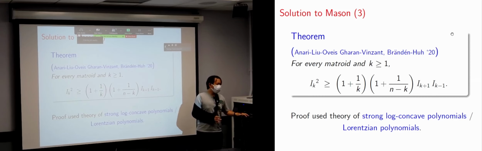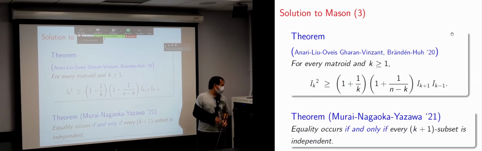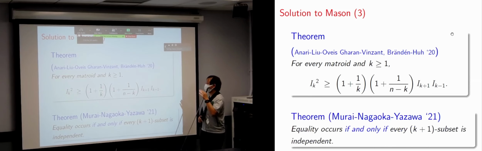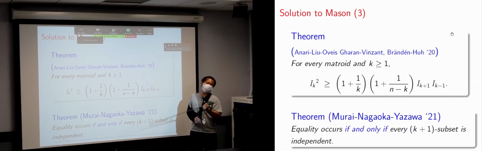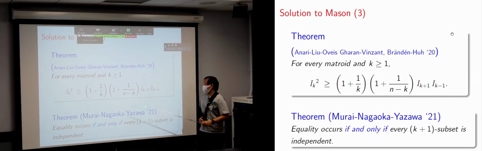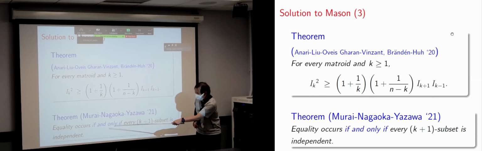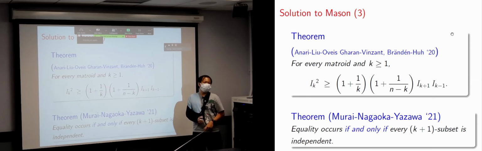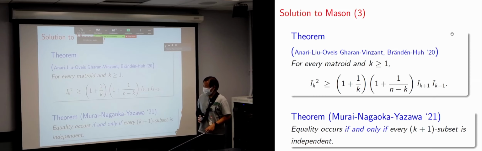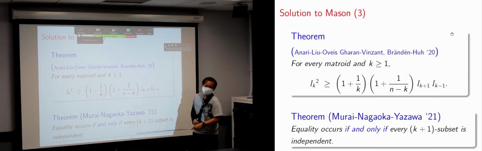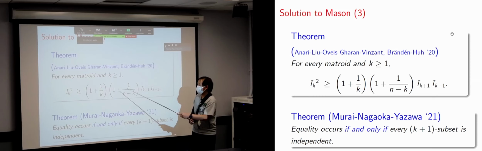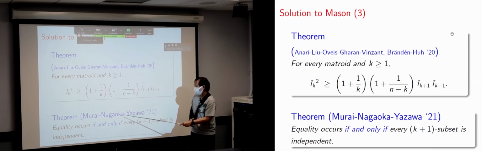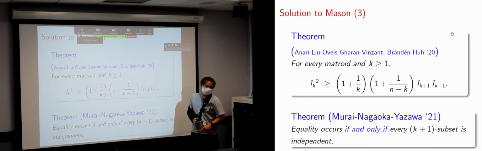And building on their work, in 2021, Murai, Nagaoka, and Yazawa managed to show the characterization of equality for the third Mason conjecture. They show that this has equality if and only if every k plus 1 subset is independent. So remember that the if part is already known by Mason, that you can get equality if every k plus 1 subset is independent. So the contribution of Murai, Nagaoka, and Yazawa is to show that no other cases are possible.